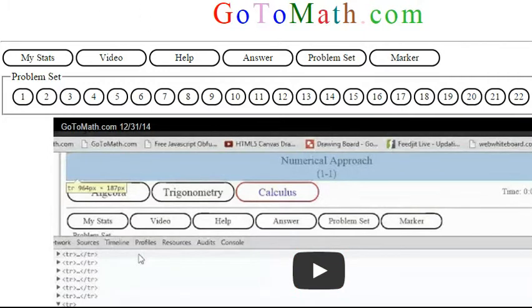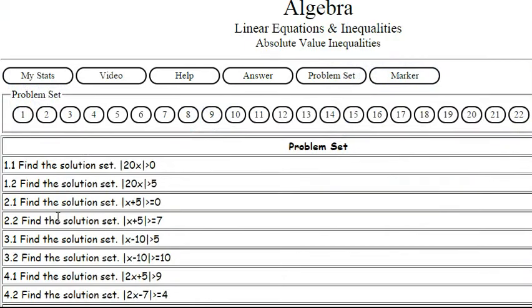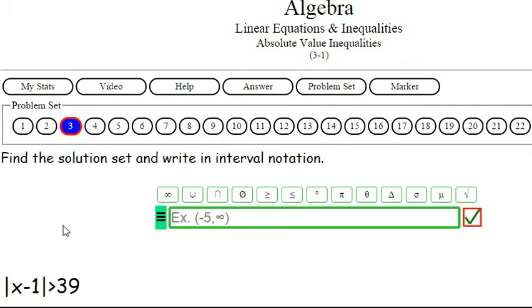Okay, we're over here at gotomath.com. Click on the algebra. Let's go down to absolute value inequalities, and I believe we're doing 3.1. Right. Find the solution set, write in interval notation. So we got the absolute value of x minus 1 is greater than 39.